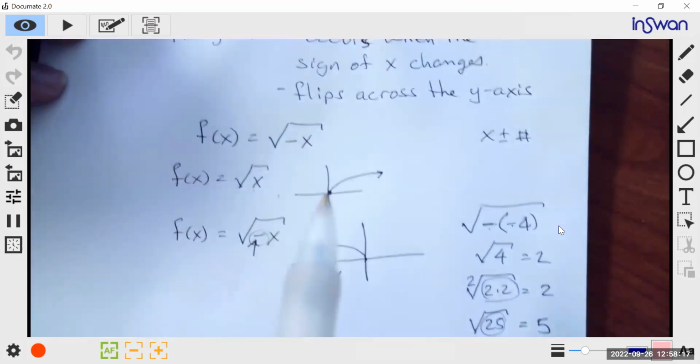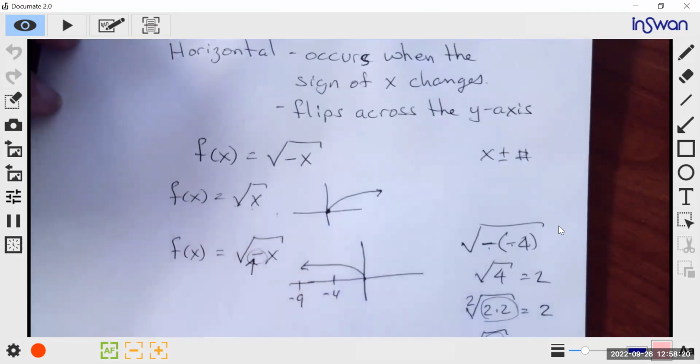Okay, so that's a horizontal reflection. If x has a negative in front of it, the graph now flips across the y-axis.